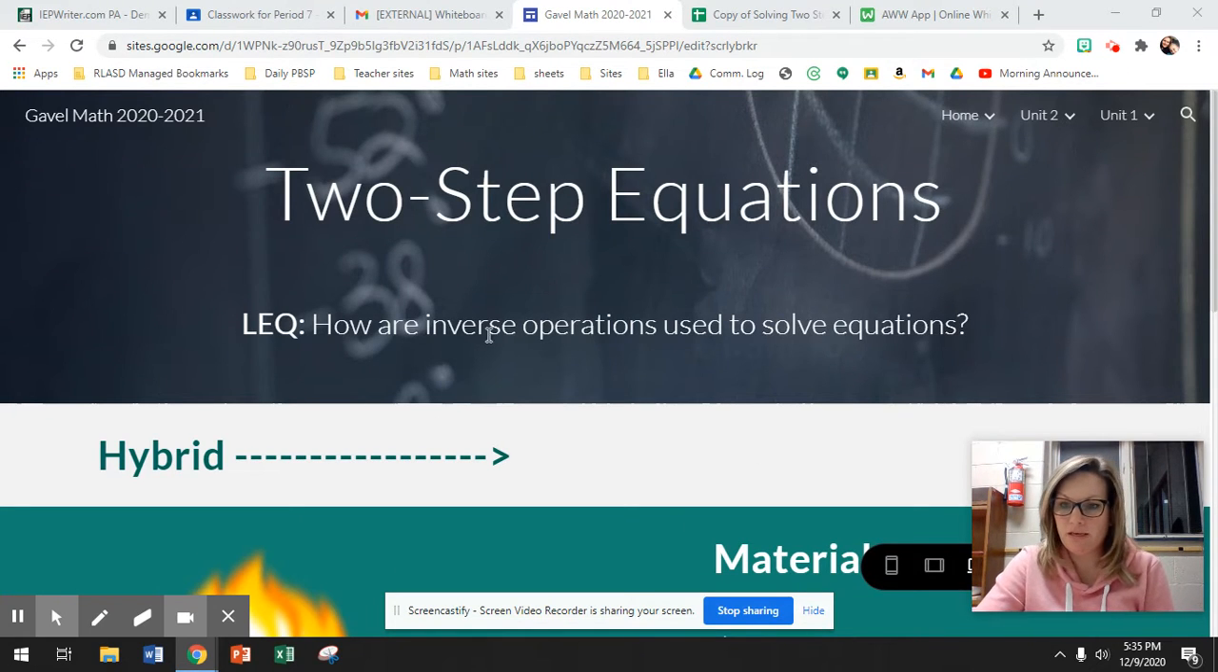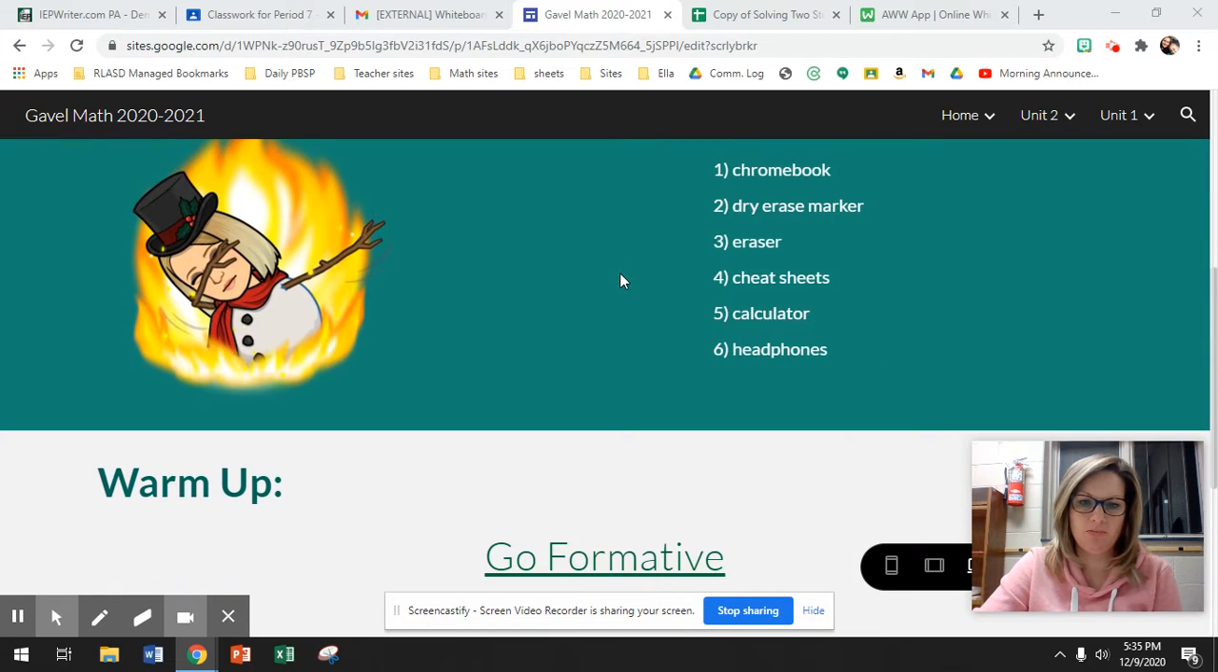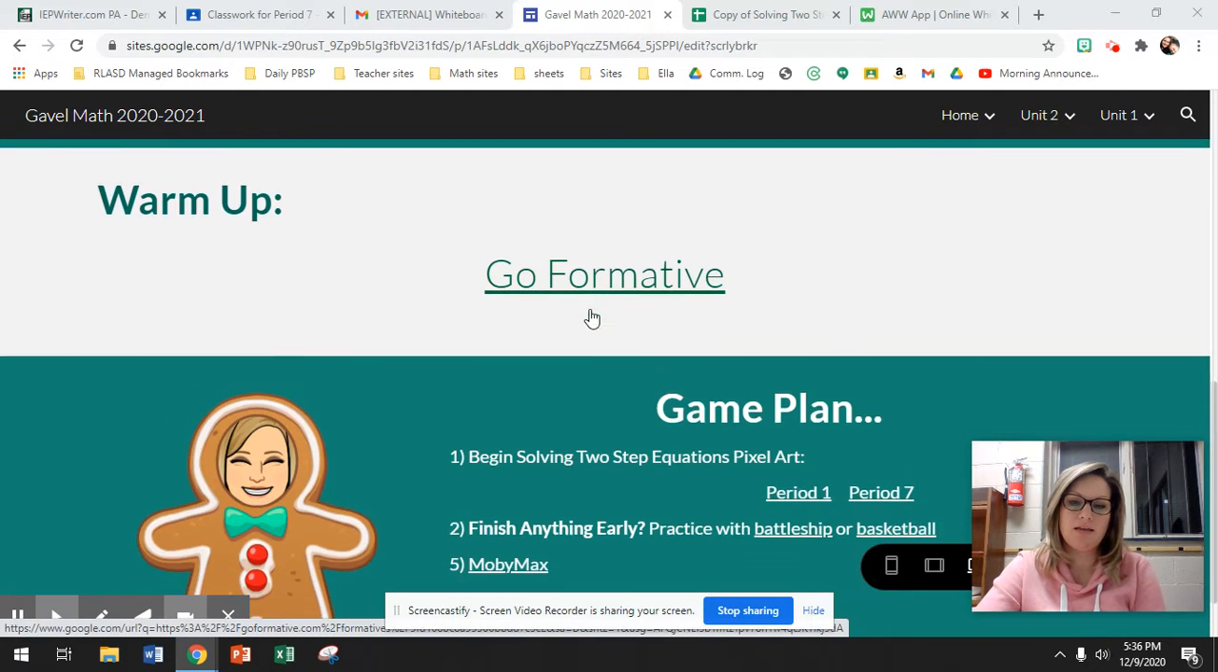Today we're going to be continuing working on two-step equations, and I'm going to go over this with you. Here's your Go Formative, and it's just looking at your inverse operations, which is the opposite. So if it's adding, the inverse operation will be subtraction and vice versa.